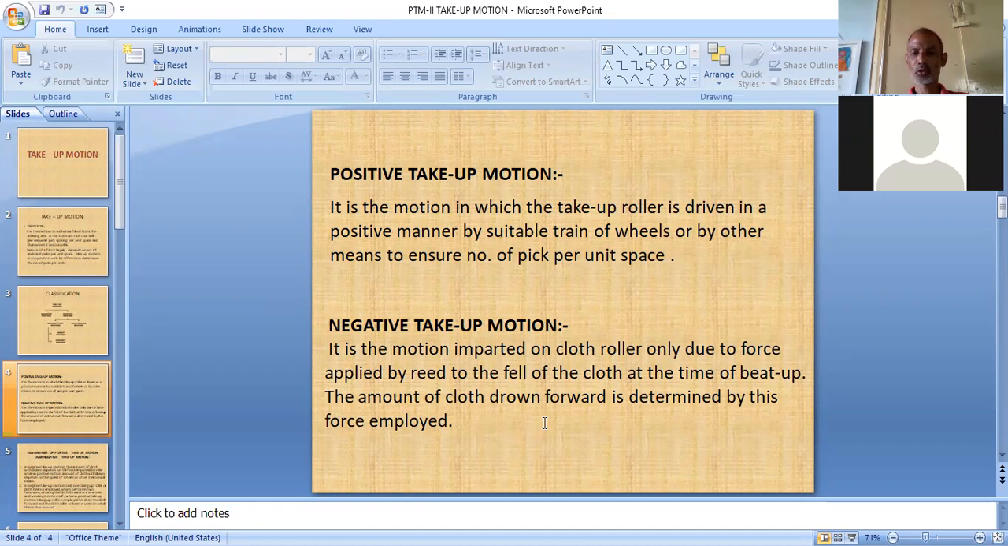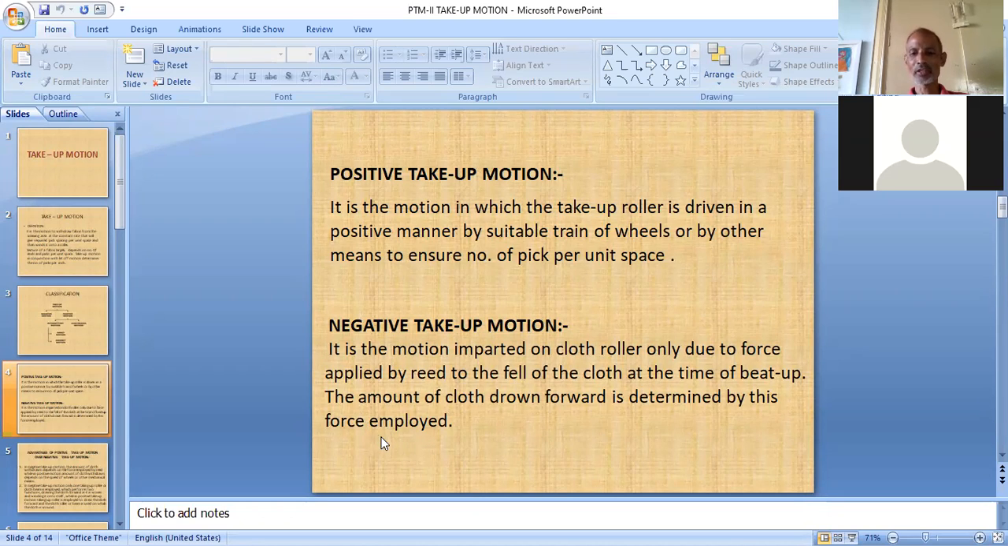The amount of cloth drawn forward is determined by this force employed. कितना amount draw होगा fabric का, वो इस force पर depend करेगा. So that picks per unit space will not be equal throughout the length of the cloth, or the pick spacing will not be equal.